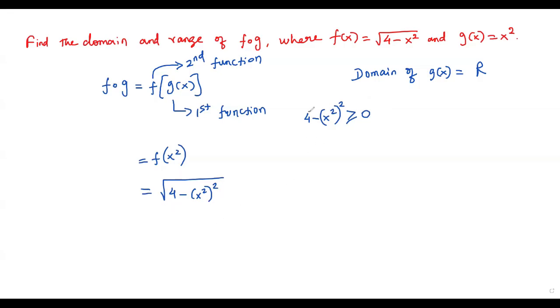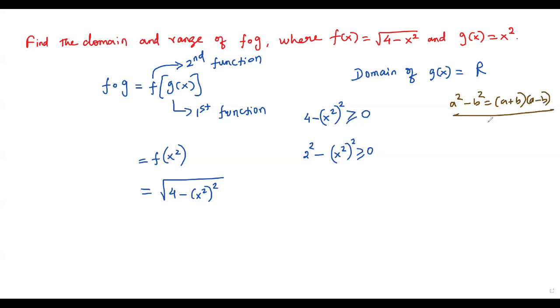Okay, in my next step, I'm going to write this 4 as 2². Then I'm getting (2² - x²)² ≥ 0. Okay, now this is the difference of two squares. We can factor this expression using an algebraic identity, that is, a² - b² equals a plus b times a minus b.